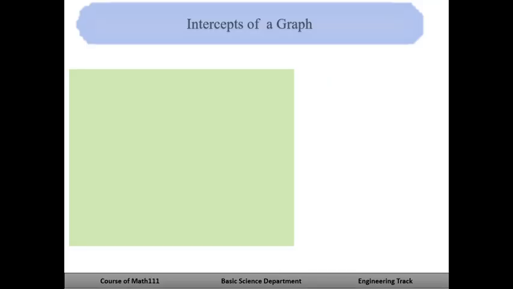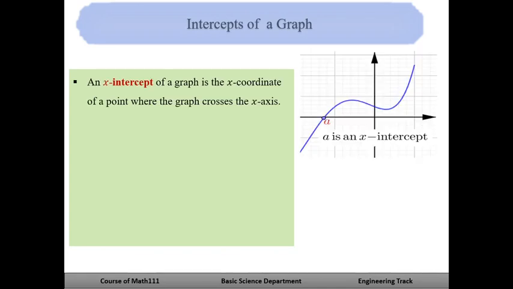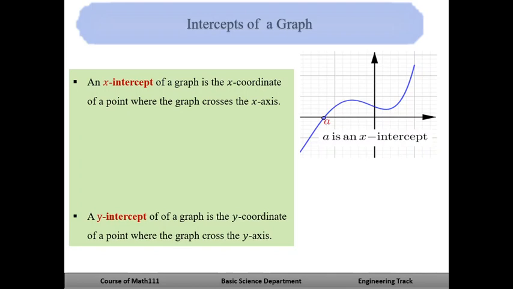The intercepts of a graph. We will see two types of intercepts, x-intercept and y-intercept. The x-intercept of a graph is the x-coordinate of a point where the graph crosses the x-axis. For example, in this picture, the graph is intersecting the x-axis at the point A. So A is an x-intercept.